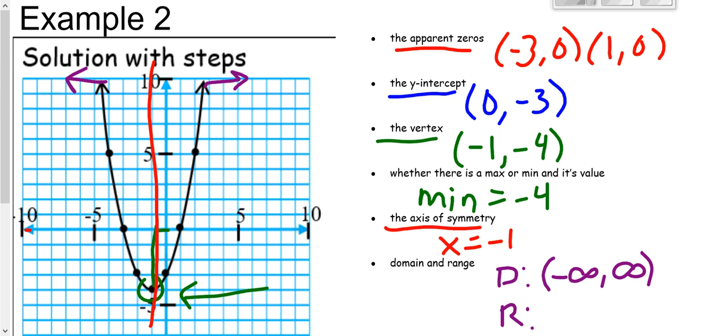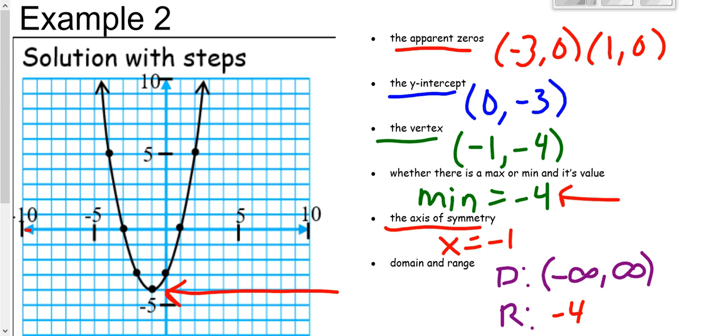Okay? Then we've got to take a look at our range. So remember that we do have the lowest point, right? We were talking about a minimum. We always start range with the lowest point, which happens to be our minimum. What was our minimum? It was -4. So we're going to start at -4.